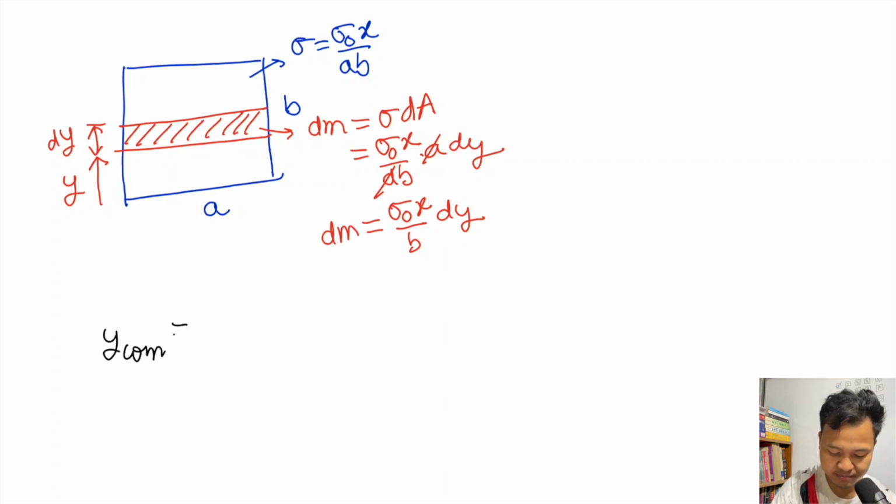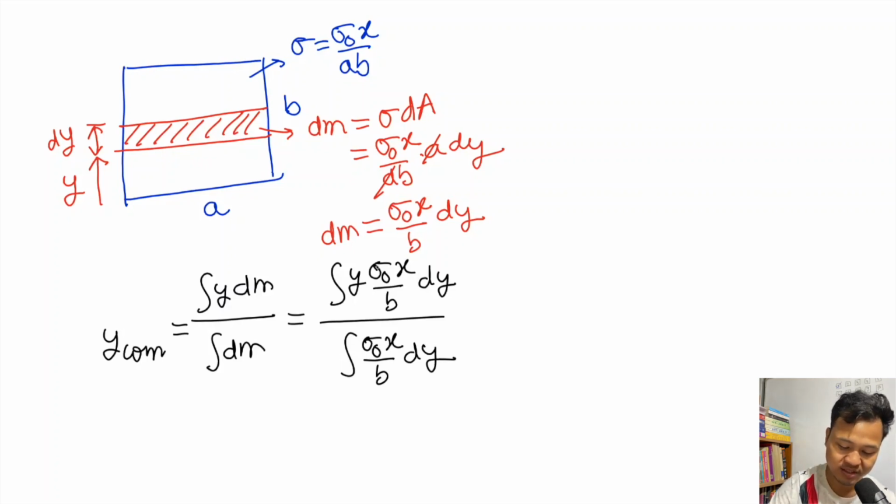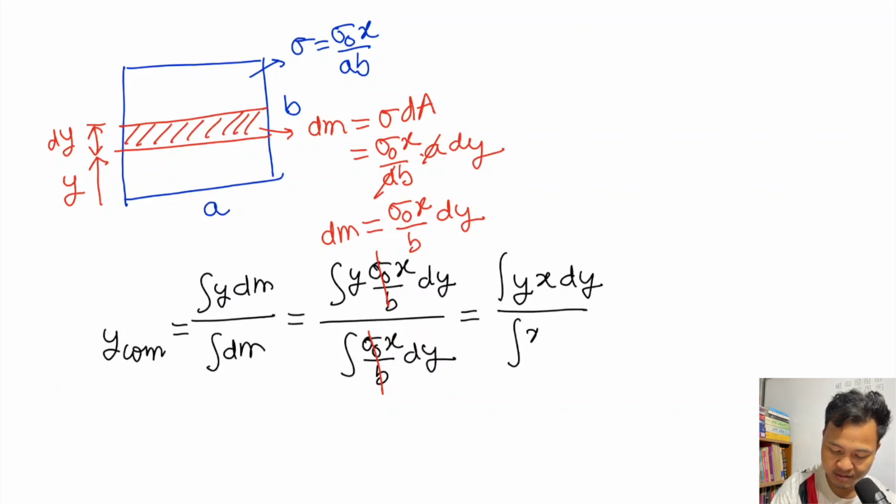So what is y com? So integral y into dm divided by integral dm. Now integral y into sigma naught into x by b into dy, divided by integral sigma naught x by b into dy. Okay, sigma naught by b cancels out. So remaining is integral y into x dy, divided by integral x into dy from 0 to b.